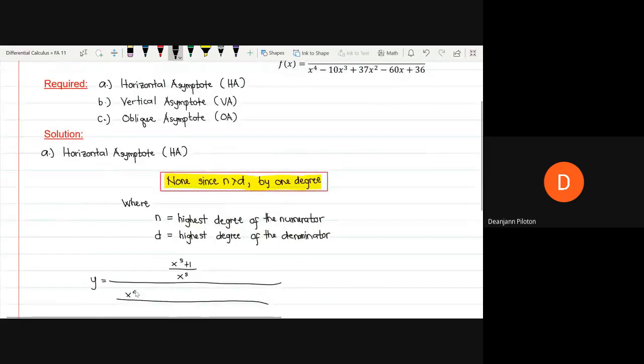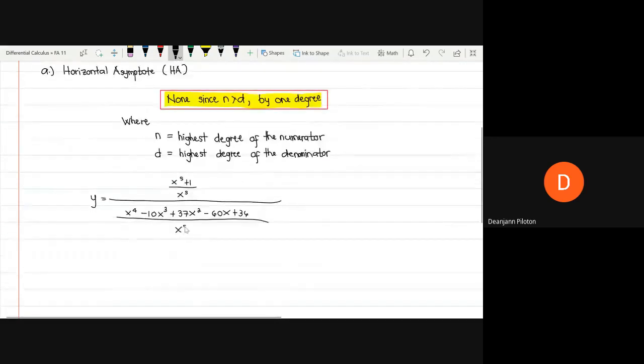So, x raised to 4 minus 10x raised to 3 plus 37x raised to 2 minus 60x plus 36 over x raised to 5. So, kung kada term sa numerator and denominator, i-divide mo by x raised to 5, sa numerator nimo na kay 1 plus, ano siya is, mo na imong f of x, no? So, pwede naman slot y or f of x. Ano siya, 1 plus 1 over x raised to 5.